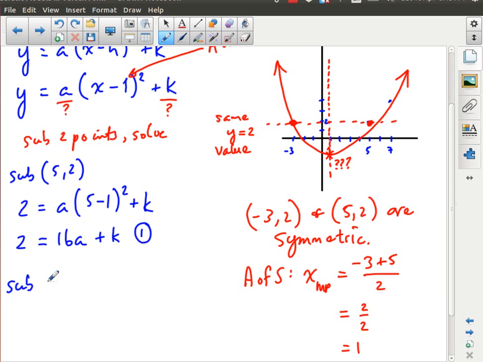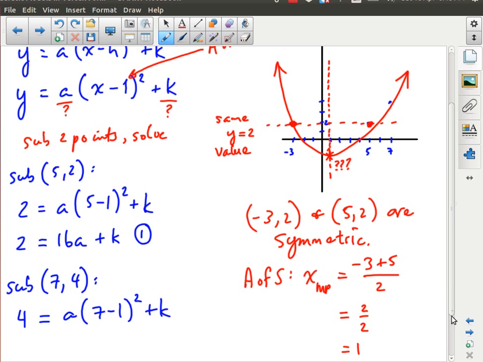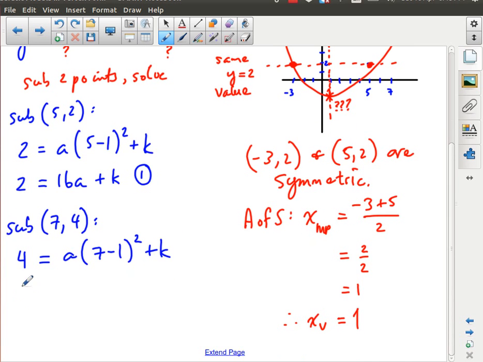Now we're going to sub the point 7, 4. And so now our y coordinate becomes 4 equals a bracket, now it's going to be 7 minus 1 all squared plus k. 4 equals 7 minus 1 is 6. 6 squared is 36. So this one becomes 36a plus k. Call that equation 2.